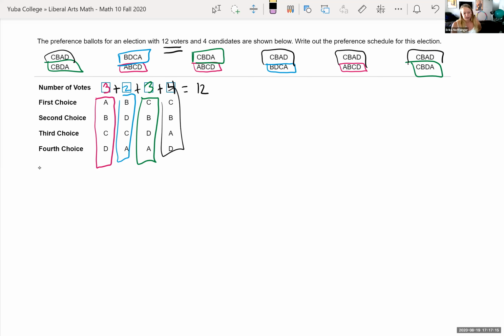Okay, so looking at this, who would you say would be the winner? Probably C. CBAD, yeah. Okay, so in this case, we just want to look at who's the winner. Is it going to be candidate A, candidate B, candidate C, or candidate D? C.